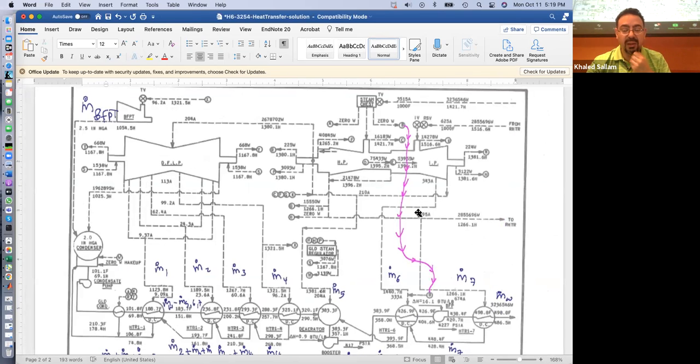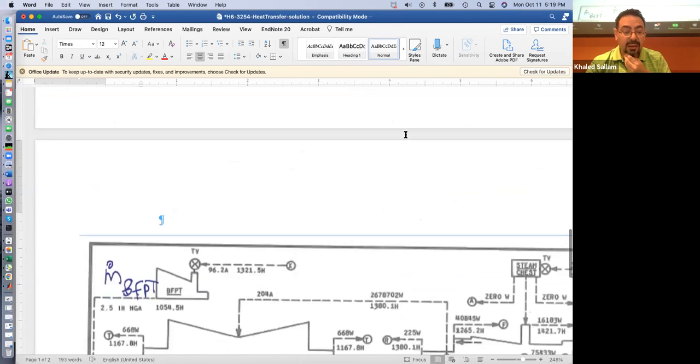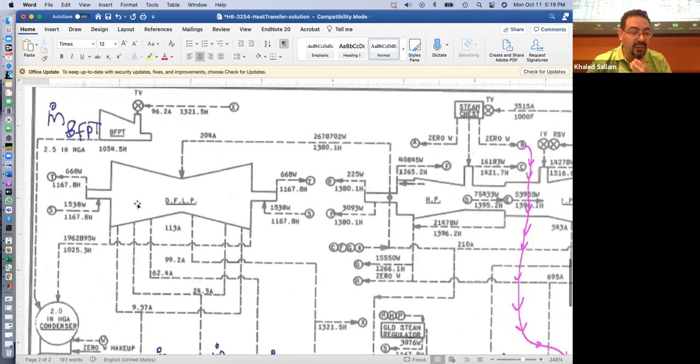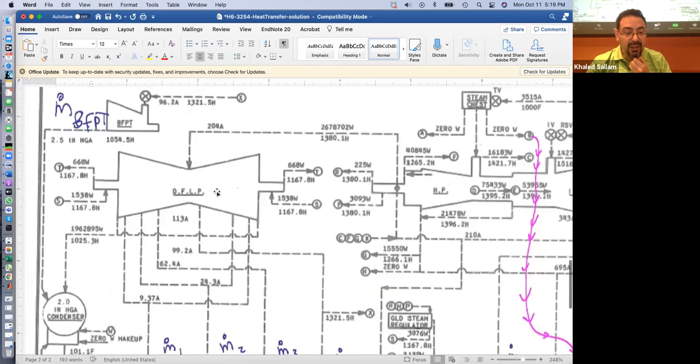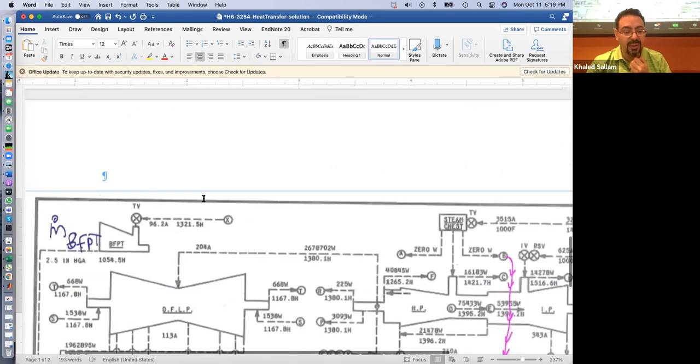Anything else annoying? Say that again. DFL on the left. DFL on the left. DFLB, I just read this as the low pressure turbine.